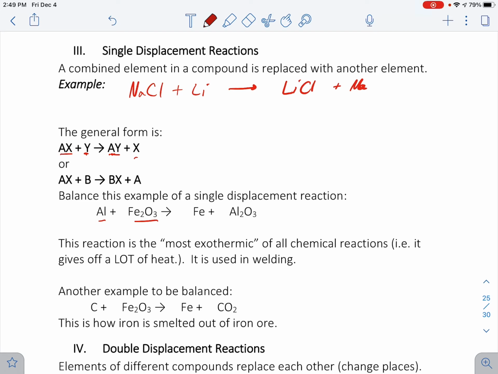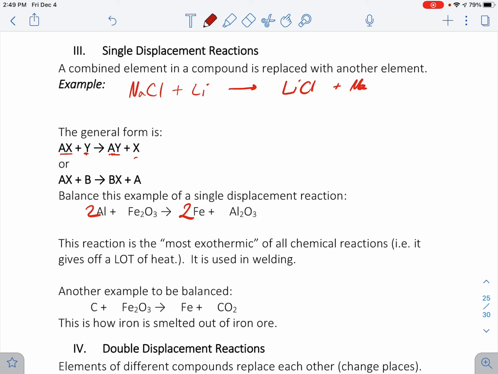I've obviously lost my train of thought here. So there are 2 irons on the left, so there's 2 irons on the right, and there are 2 aluminums on the left, and there's 2 aluminums on the right, and the oxygens are already balanced.